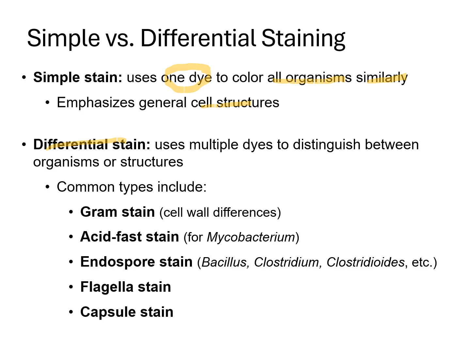You're going to have multiple steps involving different types of dyes, and that's going to help you either distinguish between different types of organisms or different structures within an organism. These are all examples of differential stains, and we're going to go through each of these.